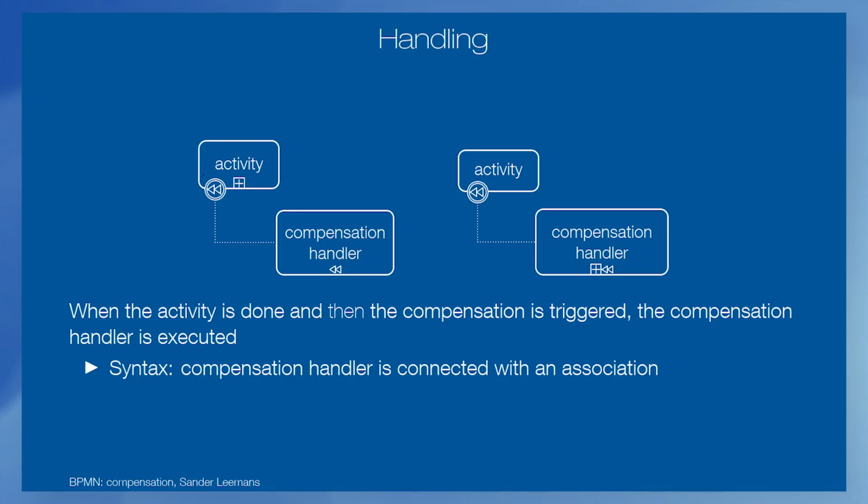There is no flow out of the compensation handler as well. So we only have this association. There are no sequence flows going in or out of this compensation handler. So you cannot keep modeling there and then later merge it into another path. No, it needs to be one task or one sub-process.